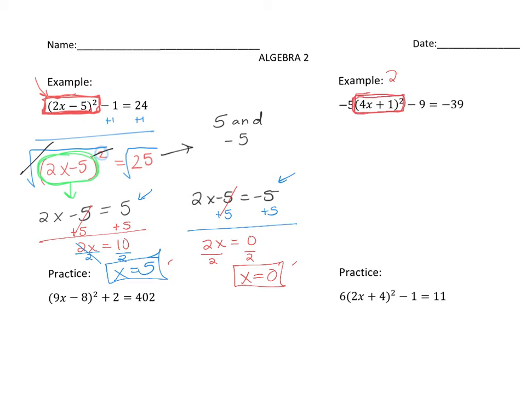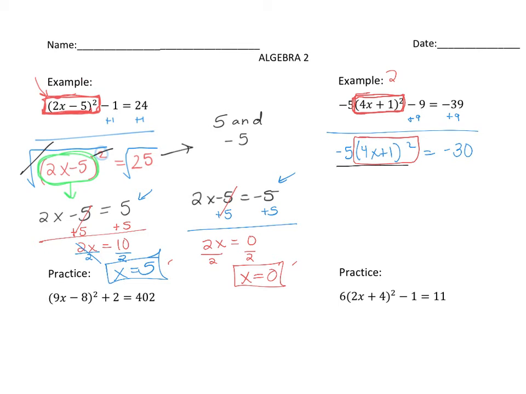So the first thing I need to do is I always do my subtraction and addition first. So I'm going to add 9 to both sides. I'm doing the opposite operation. So now I'm left with negative 5 times (4x plus 1) squared equals negative 39 plus 9, which is negative 30. I still do not have this by itself. My squared term, I still do not have it by itself.